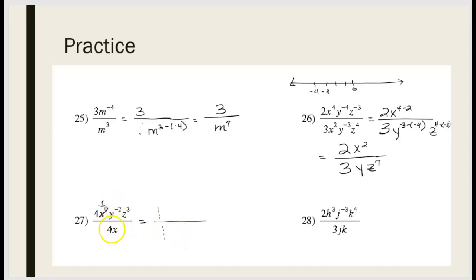So the only x I have now is in the denominator, so it's just going to stay there as an x to the first power. My y to the -2 power, remember the negative means take the base and the exponent and move it to the other level. So I now have a y squared living in the bottom or the denominator of my fraction, and z to the third is just going to remain z to the third power, okay? So this is just z to the third over xy squared. All right, take just a minute, work out number 28. We'll check when you get back.